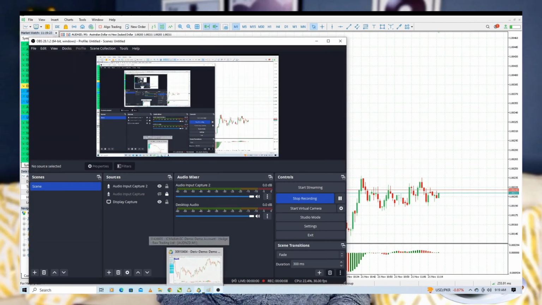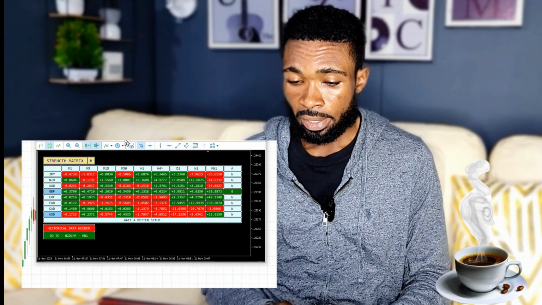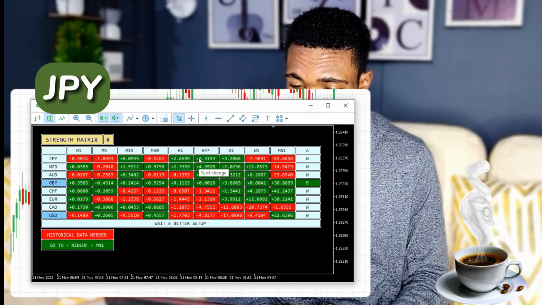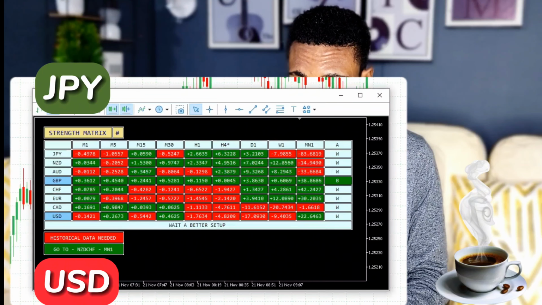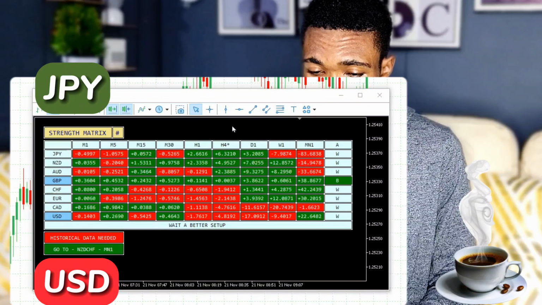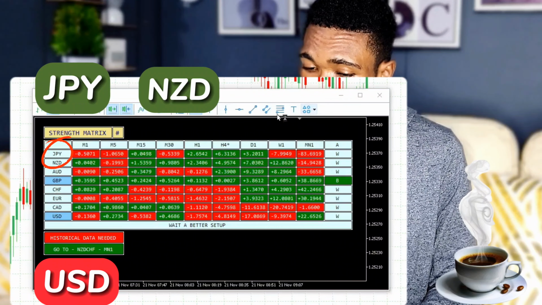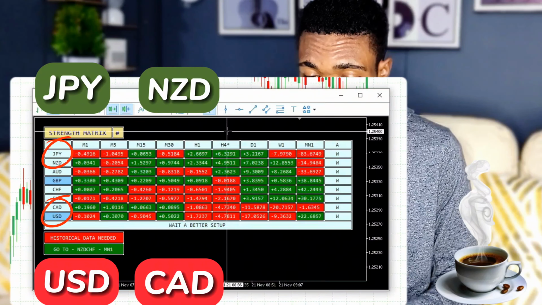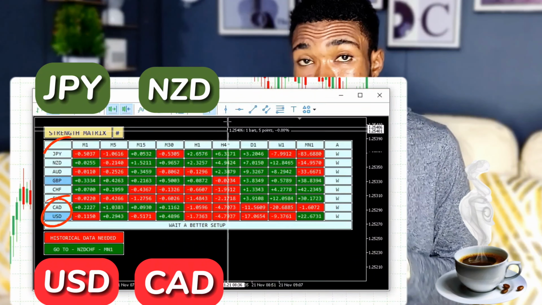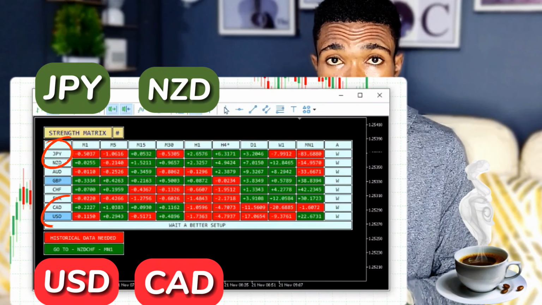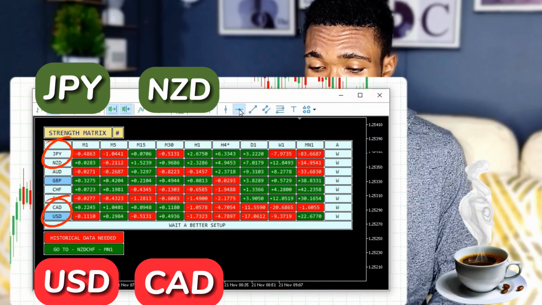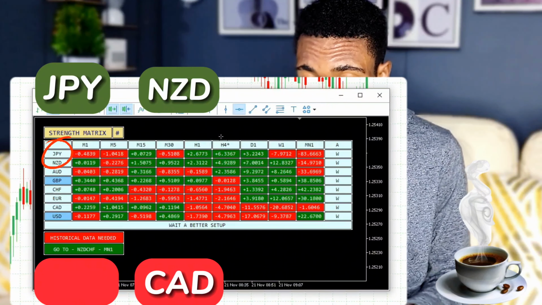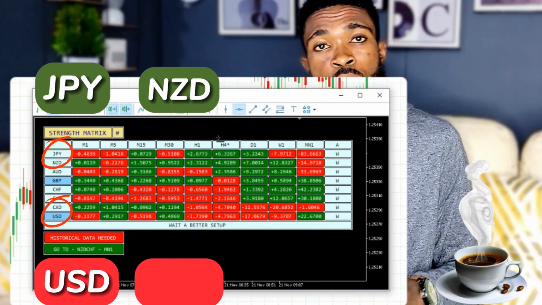On the currency meter today, as you can see, we have the JPY, the Japanese yen, to be strong, and we have the USD to be weak. We also have the NZD to be strong, and we have the CAD to be weak. So the top strong ones are the JPY and the NZD, and the bottom weaker ones are the CAD and the USD. Now, if you want to find a trending market, we just merge the top and the bottom. For instance, you can merge the JPY with the USD, which is USDJPY, or the JPY with the Canadian dollar, CADJPY.